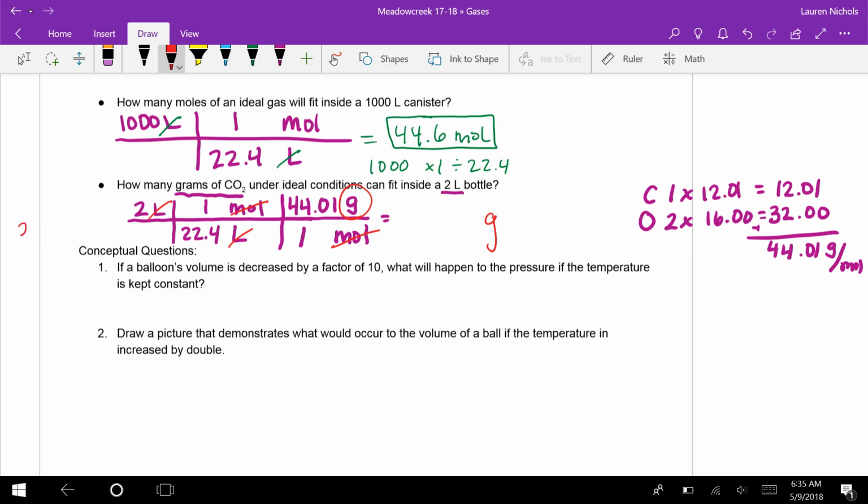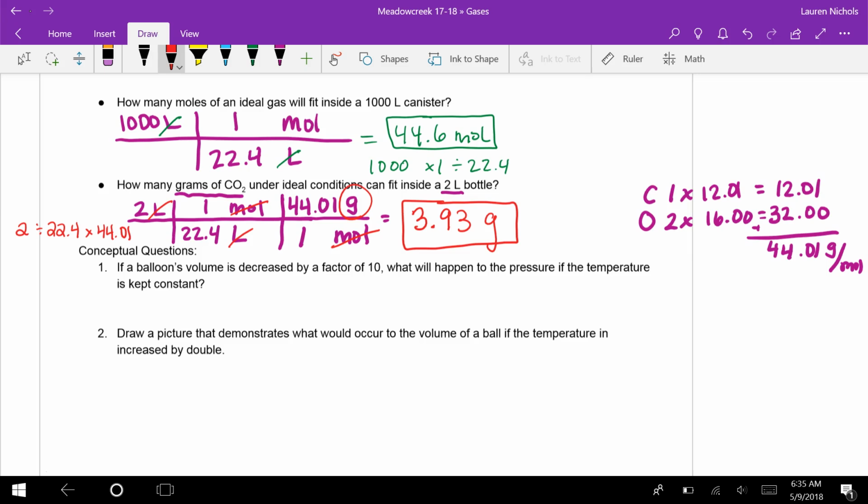So in your calculator, it should look like 2 divided by 22.4 times 44.01. Now, notice I skipped the ones, and the reason why I did that was because multiplying and dividing by 1 doesn't change your answer at all. And so when we put this in our calculator, we will see that 3.93 grams of carbon dioxide can fit into a 2-liter bottle under ideal conditions.